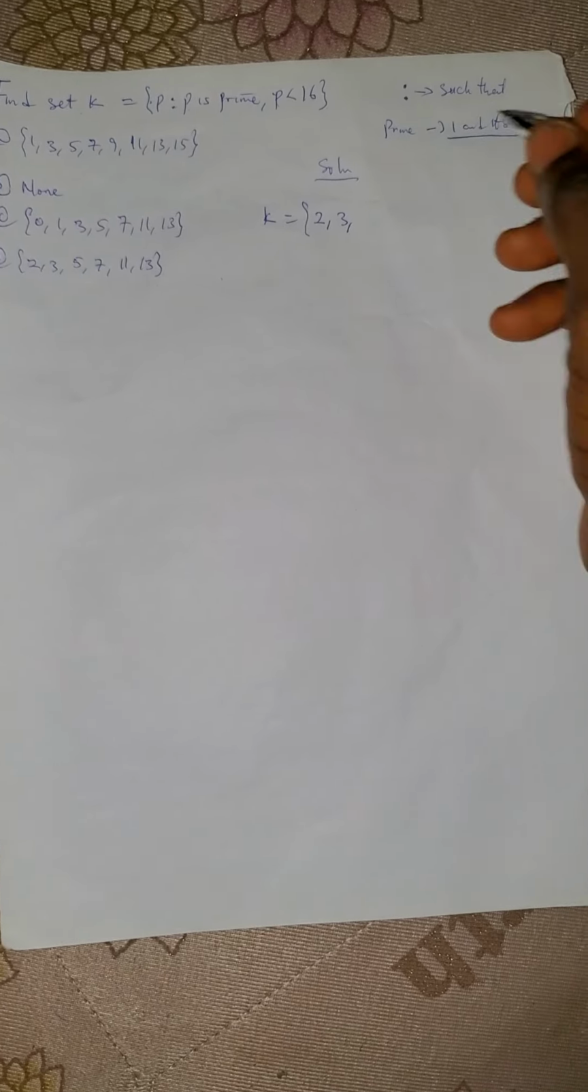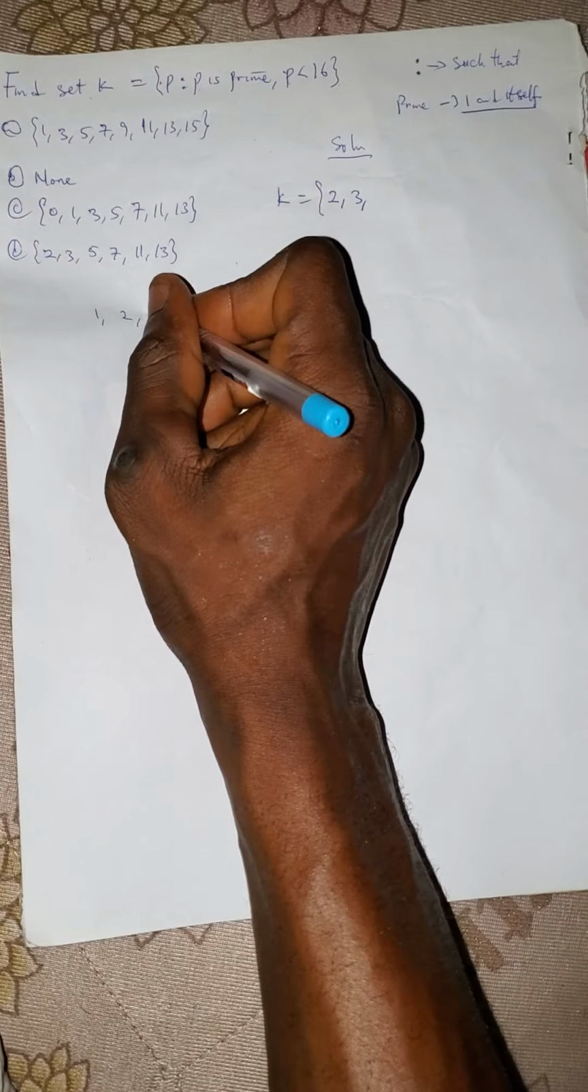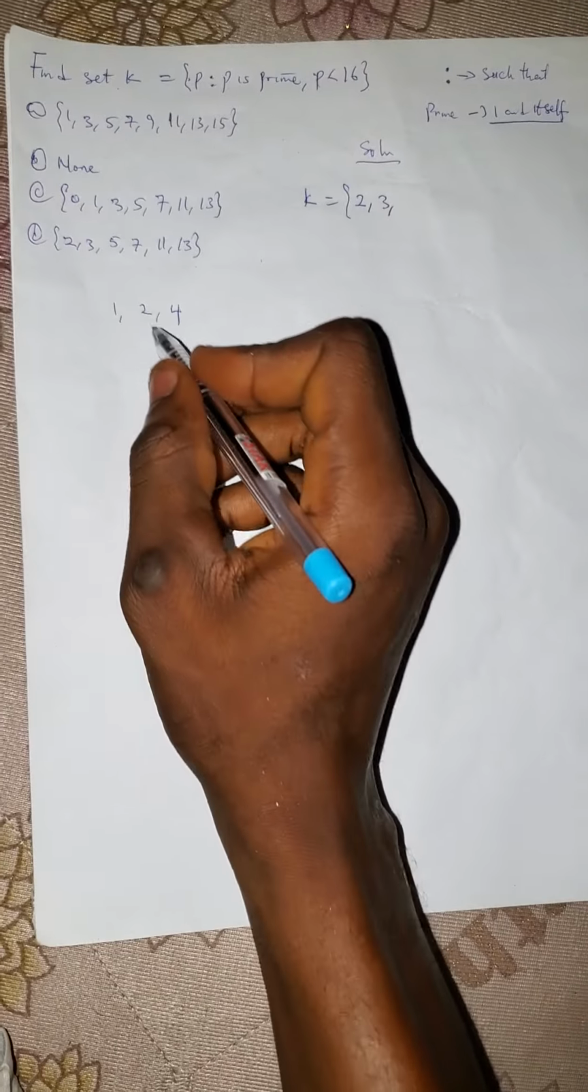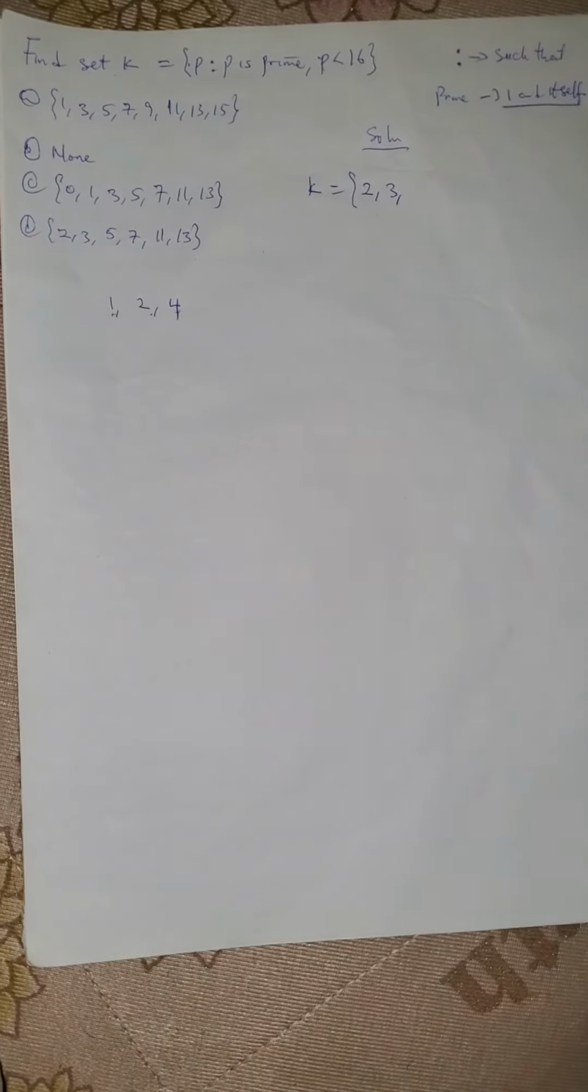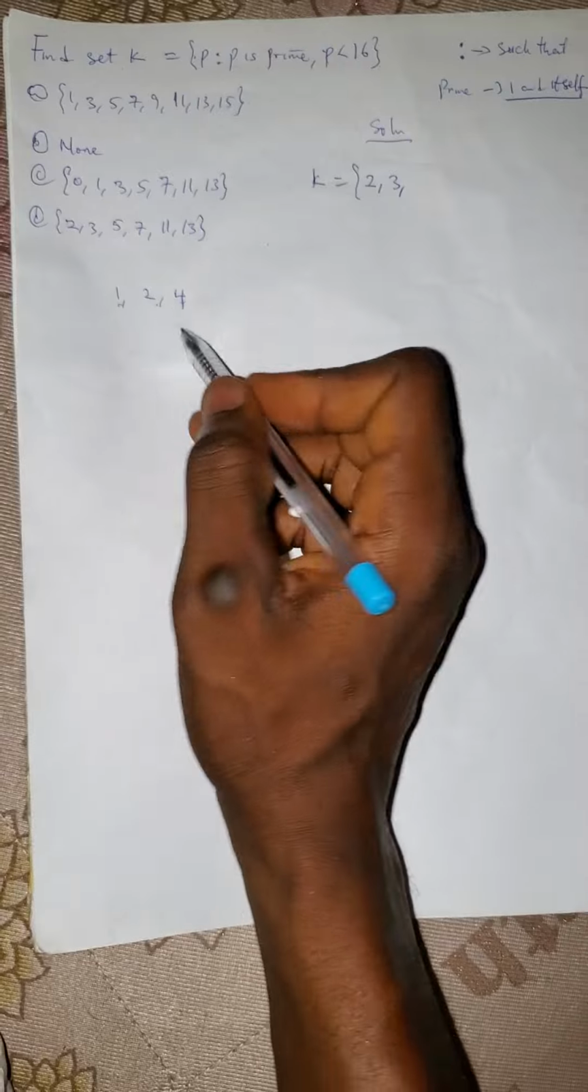We can use 1, we can use 2, we can use 4. That is 1 times 4 will give us 4, and 2 times 2 will give us 4. So these are the numbers that we can use to get 4. So 4 is not a prime number because it has more than 2 factors.